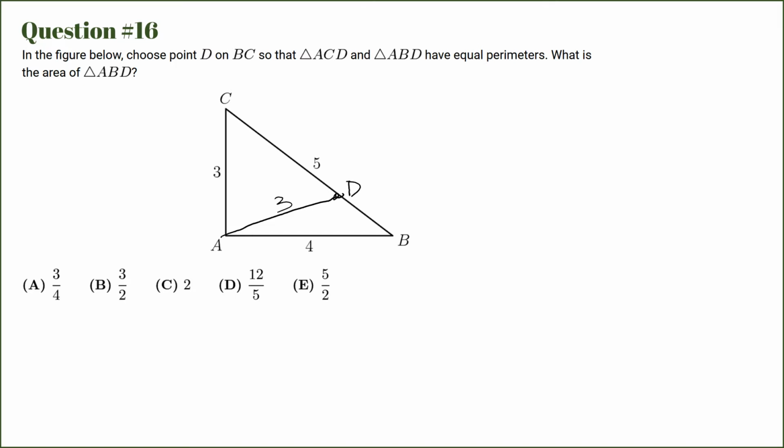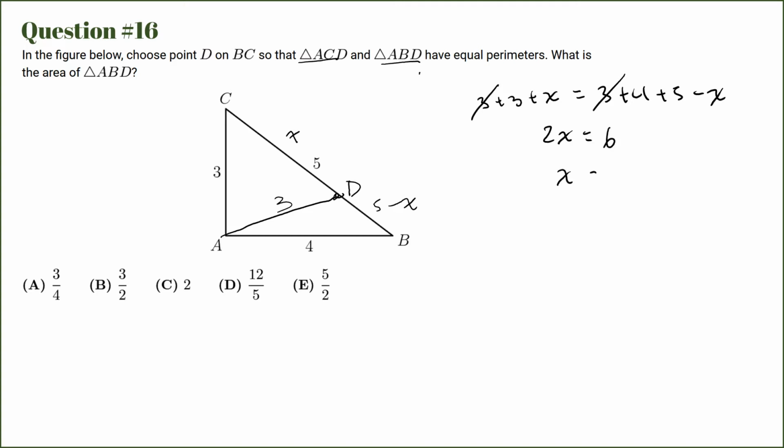And for triangle ACD and ABD to have equal perimeters, let's say this is x and this is 5 minus x. 3 plus 3 plus x must equal 3 plus 4 plus 5 minus x. So that would be 2x equals 6, or x equals 3. So let's write that. 3 and 2. What is the area of triangle ABD?